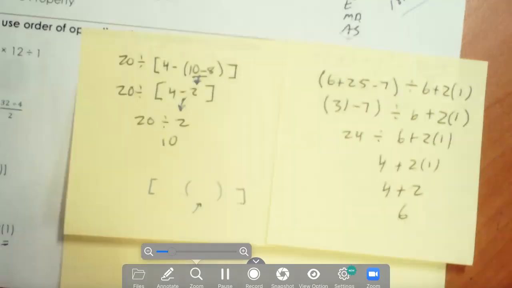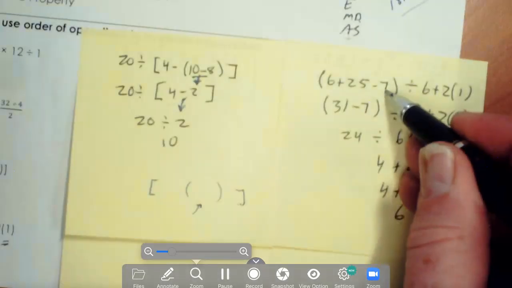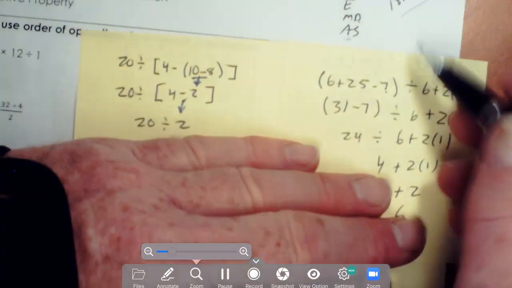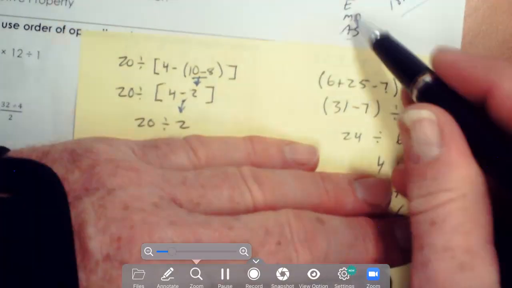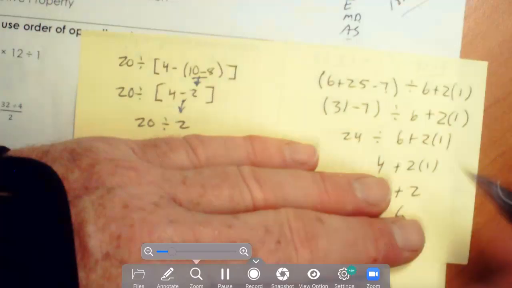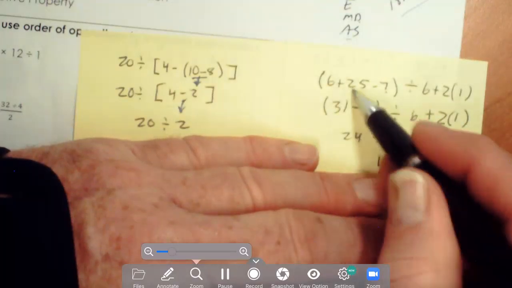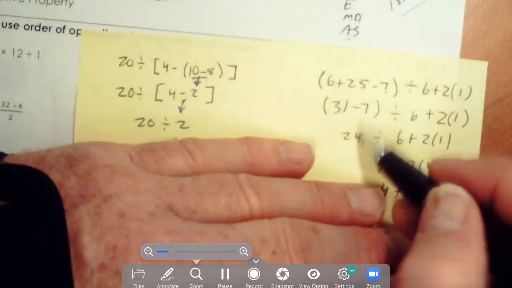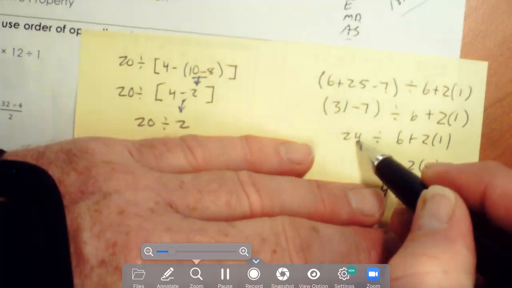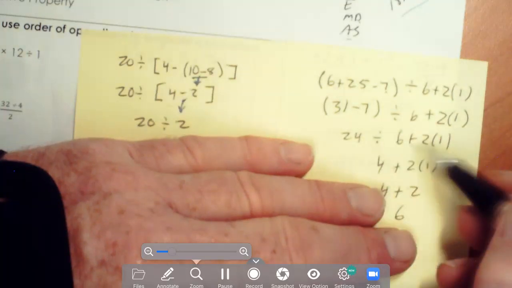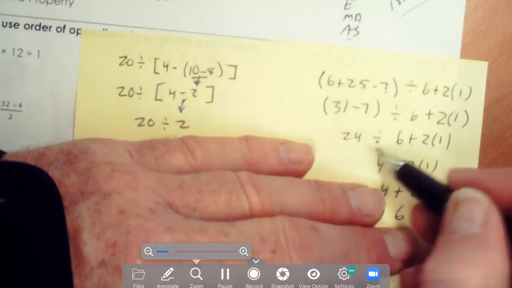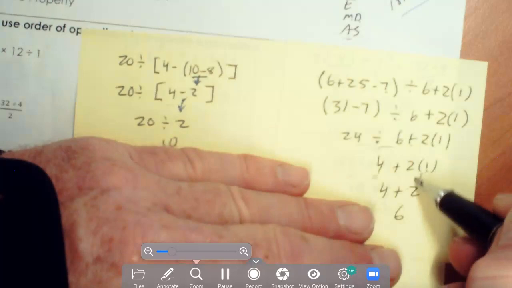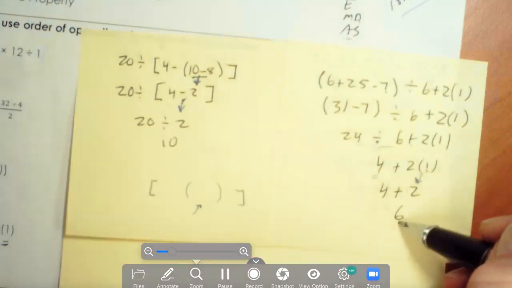We have down here 6 plus 25 minus 7 divided by 6 plus 2 times 1. Well, we have some parentheses, so we go in, and the first thing we do inside those parentheses is add, because it's just adding and subtracting. So 6 plus 25 is 31. We're still inside the parentheses. We take 31 minus 7 is 24. Then we have division and addition and multiplication. So I have to do this division first. So 24 divided by 6 is 4, plus 2 times 1. 2 times 1 is 2. 4 plus 2 is 6. And that's all we have.